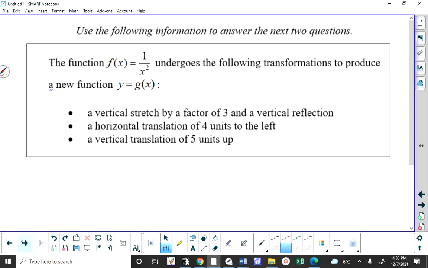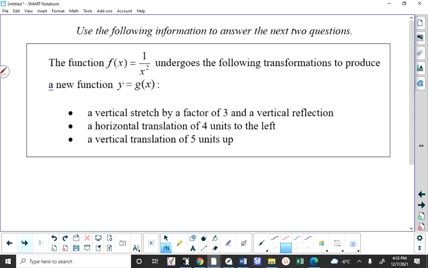This next question attached to this context box tricked a lot of you. So we start off with y equals 1 over x squared, and we're going to vertically stretch it by a factor of 3. We're going to reflect it vertically across the x-axis. Then we're going to translate it 4 units left and 5 units up.